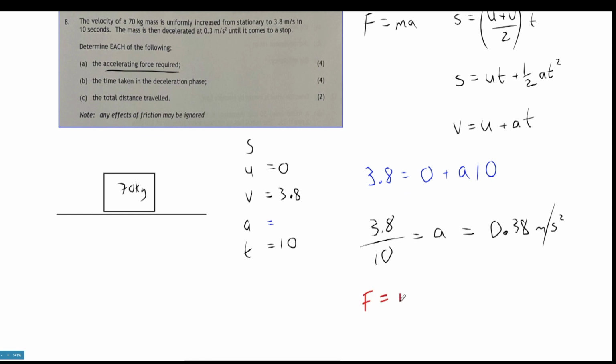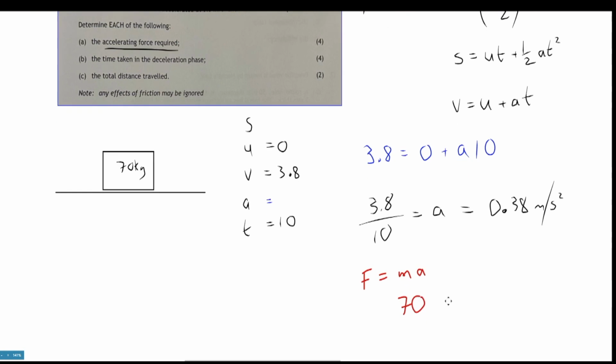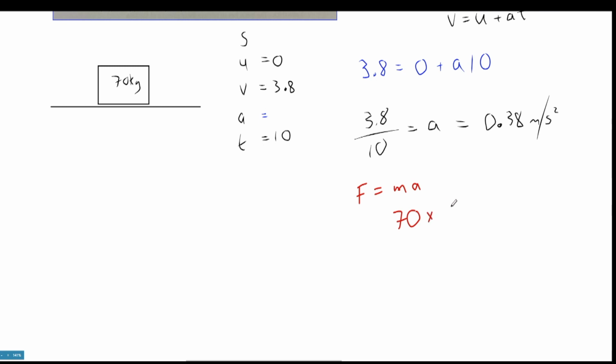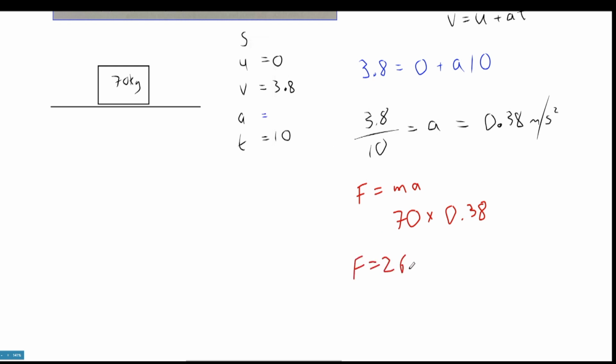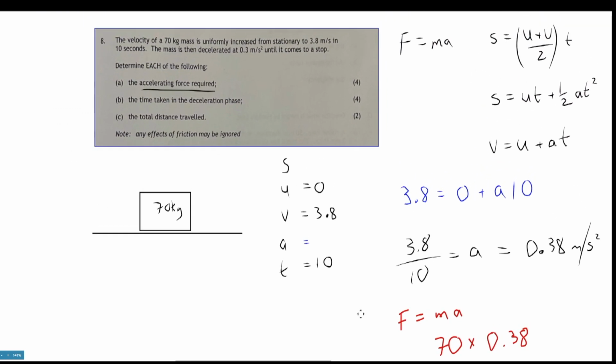F equals ma then, to calculate this last little bit for the accelerating force required. We know the mass is 70 kilograms, so let's move that up so you can see it. We know the acceleration is 0.38, so from this we can get the force. So we're going to have 70 times 0.38. 26.6. The force is 26.6 newtons to push it to get it up to that speed. That's what they're asking for when it says the accelerating force required. Great. Got it. So that's part A.